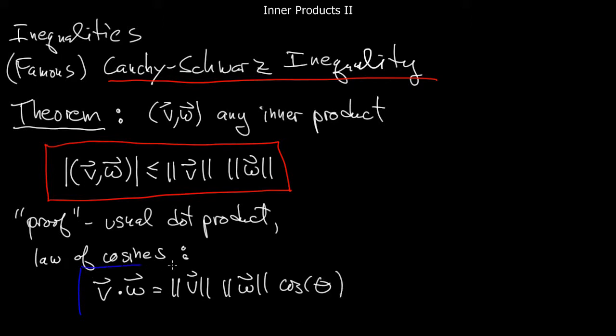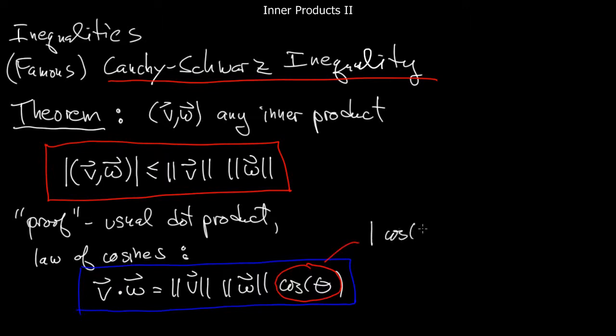And let's compare this to the inequality that we have up above. Well, on the left-hand side is the absolute value of v dot w, and the right-hand side is the length of v times the length of w, and then this extra term is cosine theta. And of course, the absolute value of cosine theta is less than or equal to 1. That's the key point here.